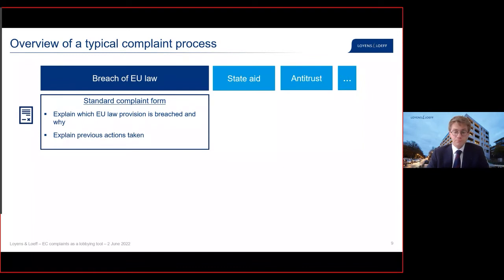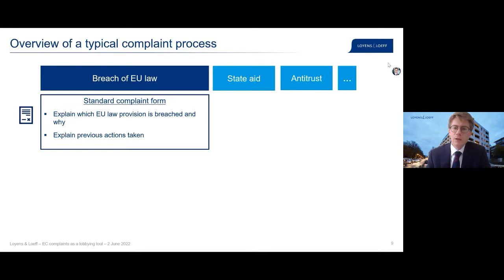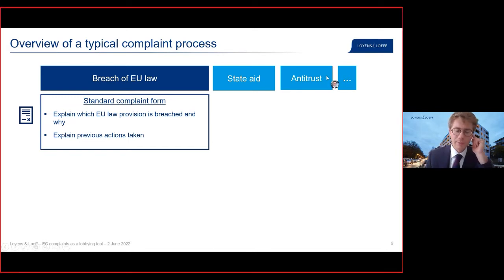And going further, these types of complaints are usually dealt with within a period of 12 months. It's not prescribed by law, but it's an estimation. It's the Commission that commits itself to make a decision about the complaint within 12 months, but that can again be extended. And the final outcome will be either a dismissal of the complaint or a formal infringement proceeding.